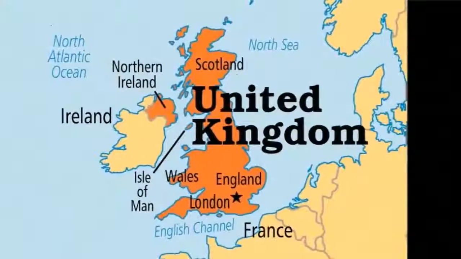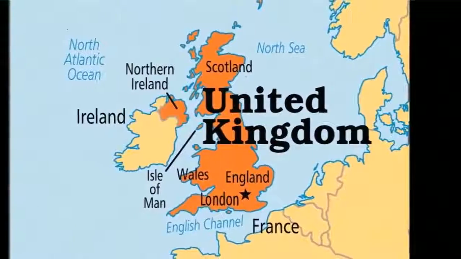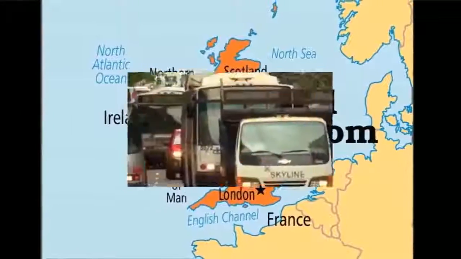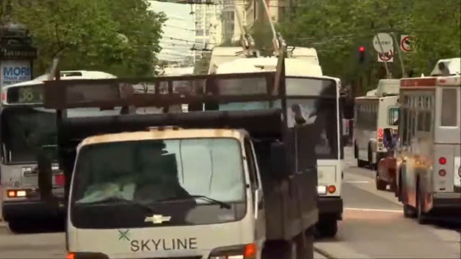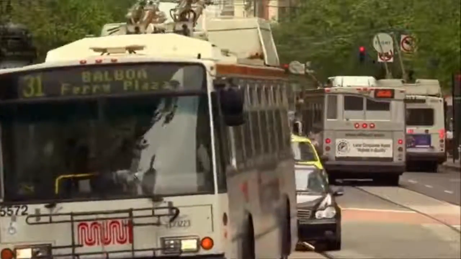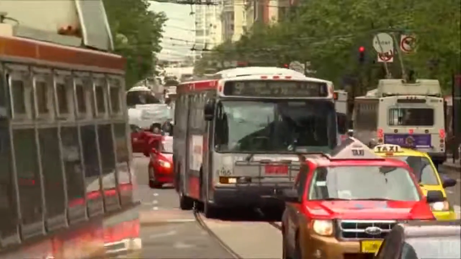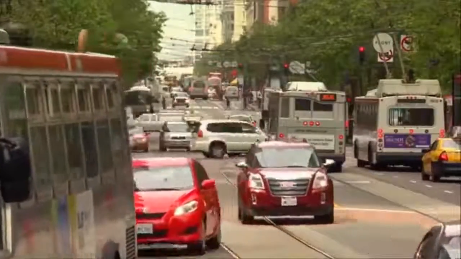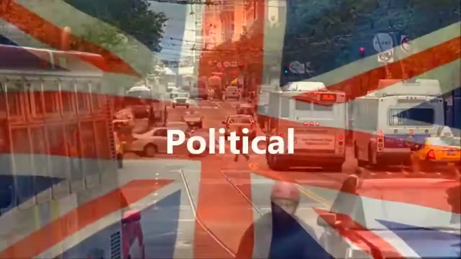The United Kingdom is made up of England, Scotland, and Northern Ireland. The capital is located in London, England. The United Kingdom has a population of 64.4 million people. The average age-gender distribution is around 45 to 54 years old for both male and females.